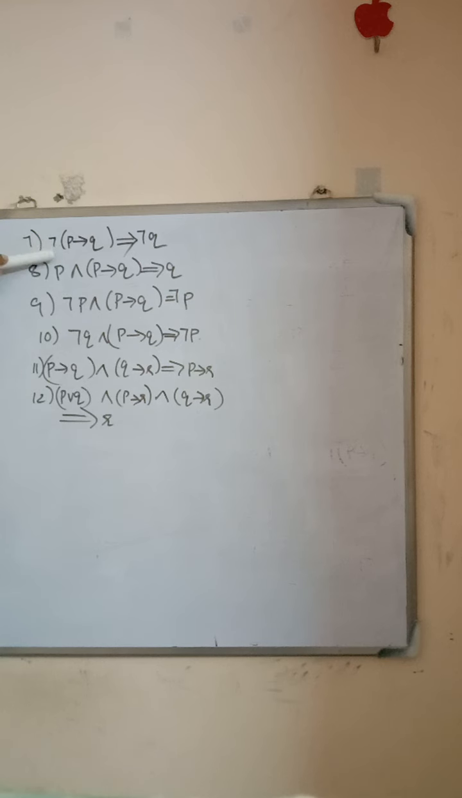Also, seventh result is negation of P conditional Q implies negation Q. Eighth one is P and P conditional Q implies Q. Ninth one is negation Q and P conditional Q implies negation P. Also P conditional Q and Q conditional R implies P conditional R. 12th one is P or Q and P conditional Q and Q conditional R implies R. Verify all these results using truth table.